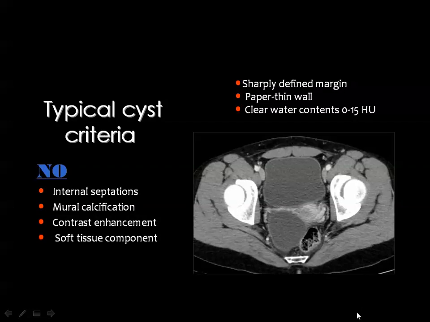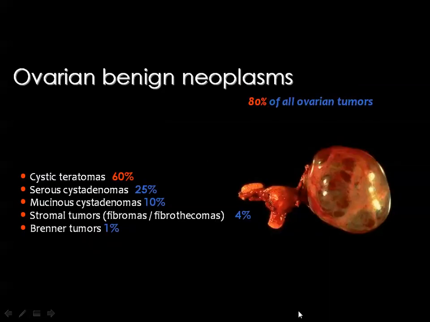And these are 3 positive findings and 4 negative findings. The simple cyst should have a sharply defined margin, paper thin wall, clear water content. And there is no internal septations, no mural calcification, no contrast enhancement, and no soft tissue component. If you have a cyst anywhere in the body, in the kidney, in the liver, in the spleen, in the ovary, and this simple cyst, it should have these typical criteria.